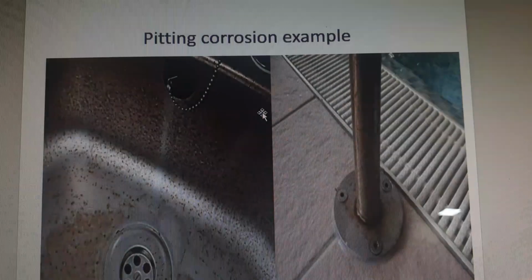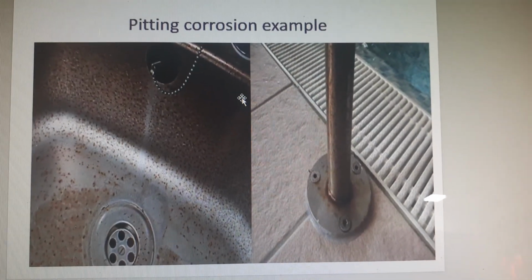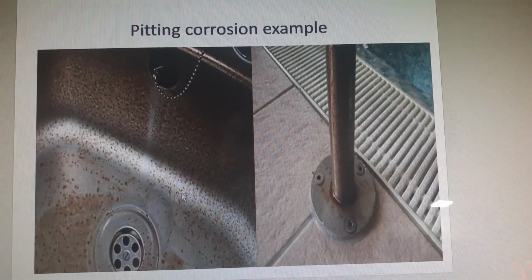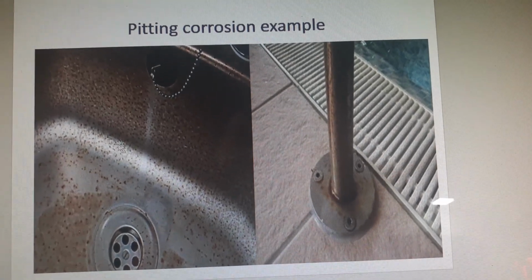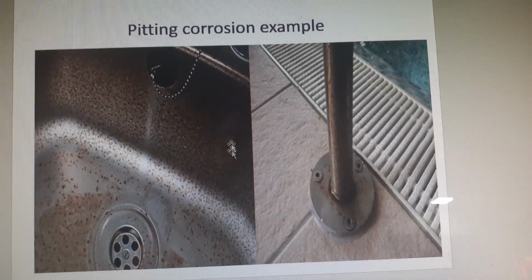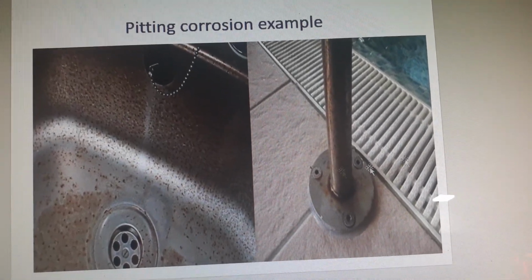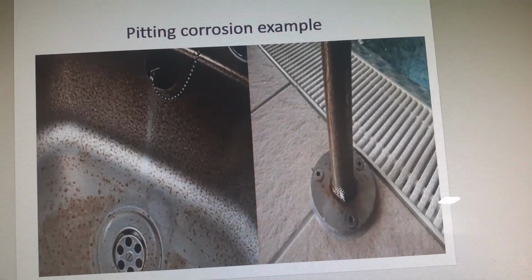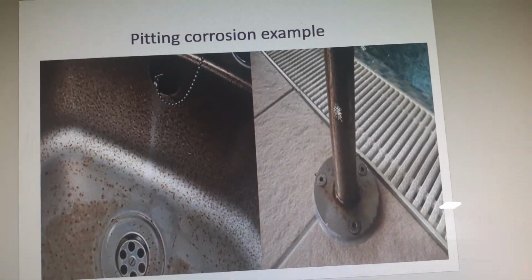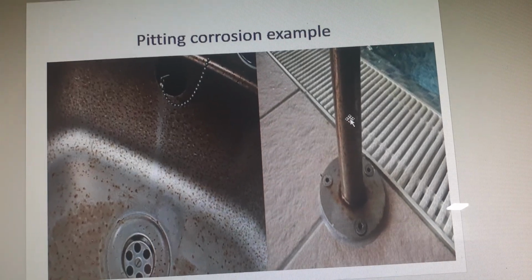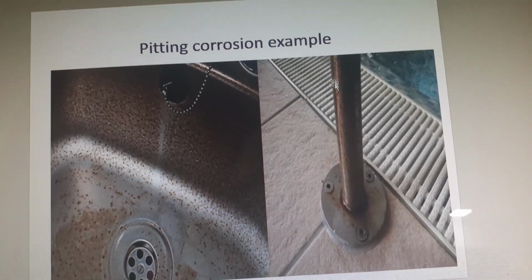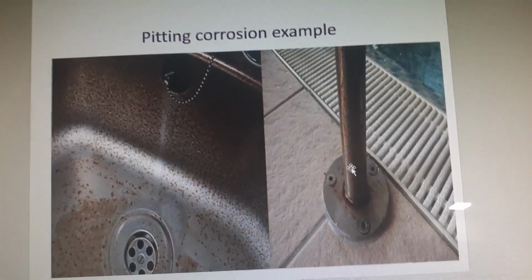Here are a few examples which we have seen. As you can see, this is a kitchen sink, and because of small pits, corrosion can take place. Here you can see the stand which we generally see near a swimming pool. Such small pits occur and can lead to corrosion, and therefore this material gets spoiled.